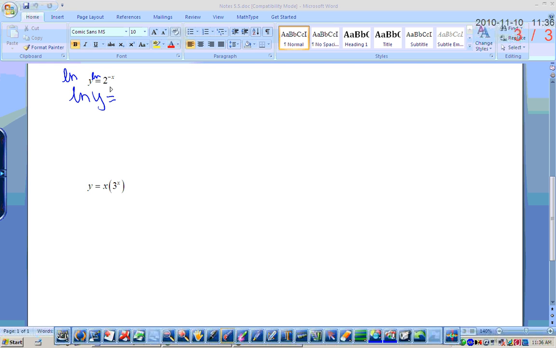So we have the natural log of y. How else can I write the natural log of 2 to the negative x? Okay. Negative x times ln 2. Taking the derivative of a log other than base e, so other than natural log, is not part of the curriculum.